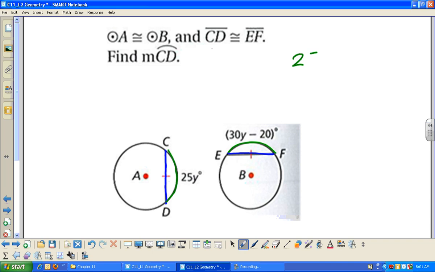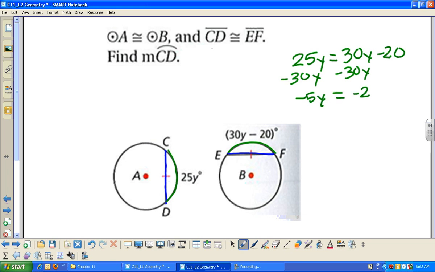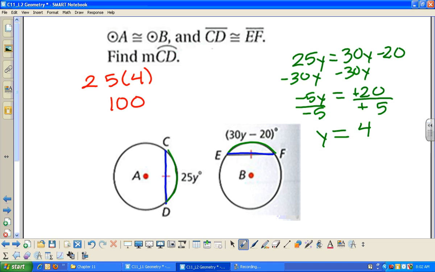First thing I have to do is find y. So 25y will be equal to 30y minus 20. I'm going to subtract 30y from both sides because I want to get all my y's on one side of the equation. That gives negative 5 times y, so the opposite of multiplying is dividing. A negative divided by a negative becomes positive, so y is equal to 4. Now when I'm finding CD, I have 25 times 4, which is 100. And arcs and central angles are always labeled with degrees.